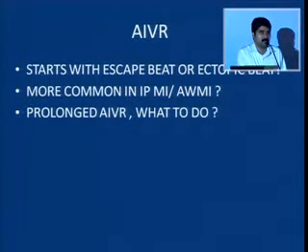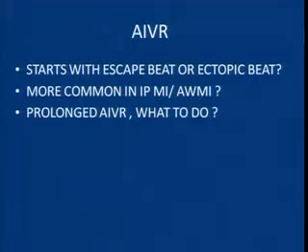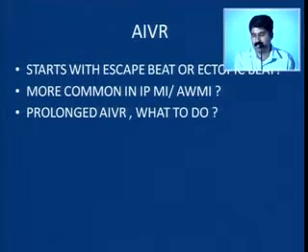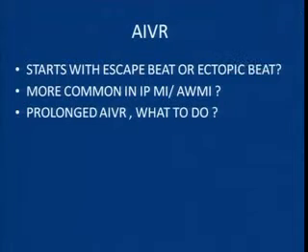How does it start? Does it start with an escape beat or an ectopic beat? Any guesses? Yes. AIVR starts with an escape beat, whereas a VT starts with an ectopic beat. And is it more common in inferior posterior MI or an anterior wall MI? Yes, very often there are quite a few others who believe that it is more common with inferior posterior MI, but it's almost as equal with an inferior posterior or an anterior wall MI.